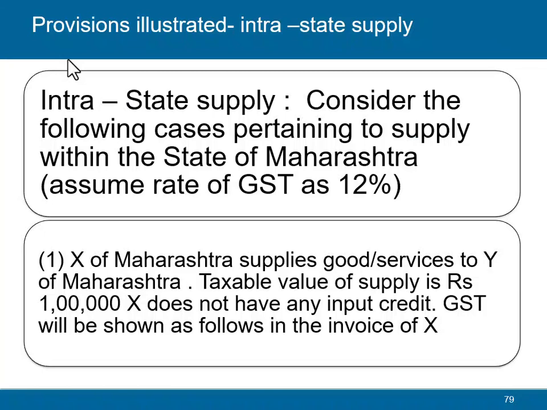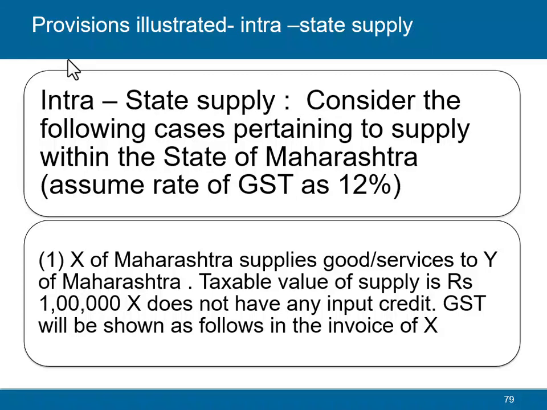Okay, provisions. So let's understand everything through an example and then we'll go back to those slides. Intra-state supply. Consider the following cases pertaining to supply within the state of Maharashtra. Assume the rate is 12%. X of Maharashtra. This is intra-state, that means within the state. And the GST is 12% and you are selling within Maharashtra.